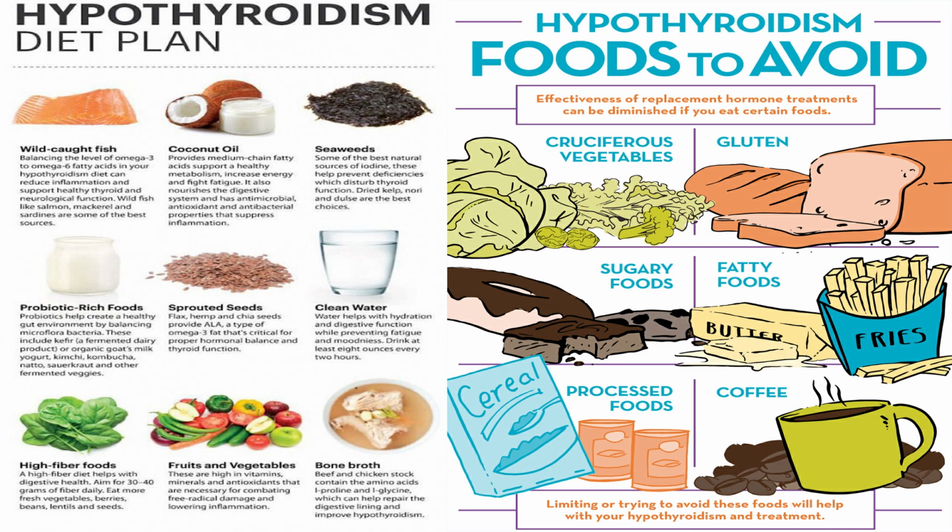Gluten-rich food should be avoided. Sugar foods should be avoided. Fatty foods should be avoided. Processed foods should be avoided. Coffee should be avoided. Limiting or trying to avoid these foods will help with hypothyroidism and treatment.